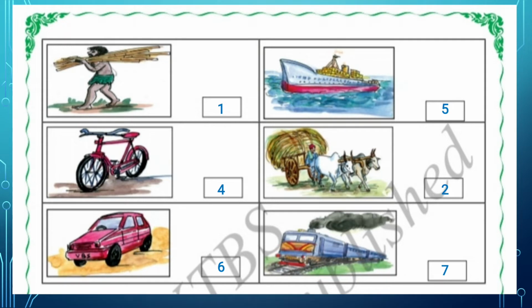Next, the fifth one is of a ship. People used to move from one place to another with the help of ships. We know that about two-thirds of the world's area is covered by water. Like Vasco da Gama and other sailors discovered countries by moving on water with the help of ships. That is why the ships were the next invention, after the cycle.